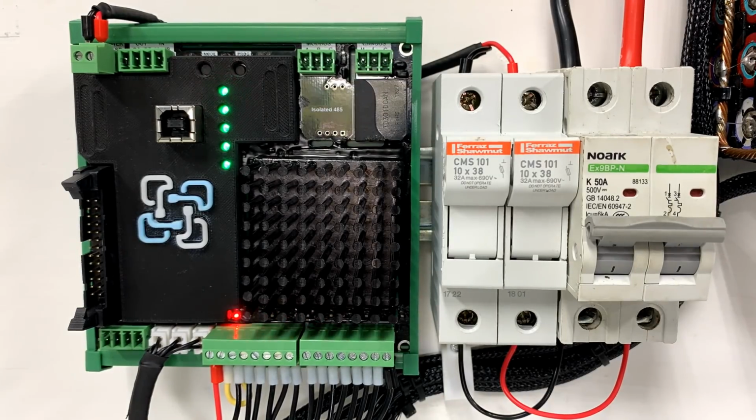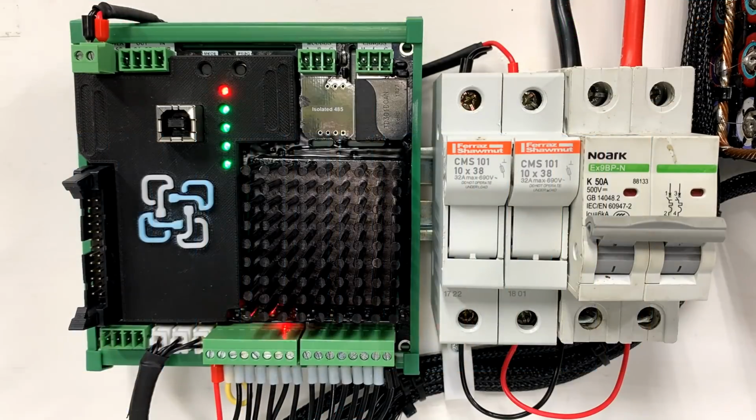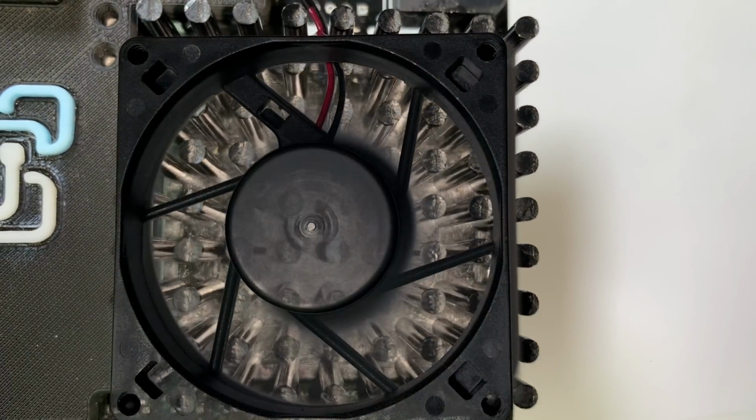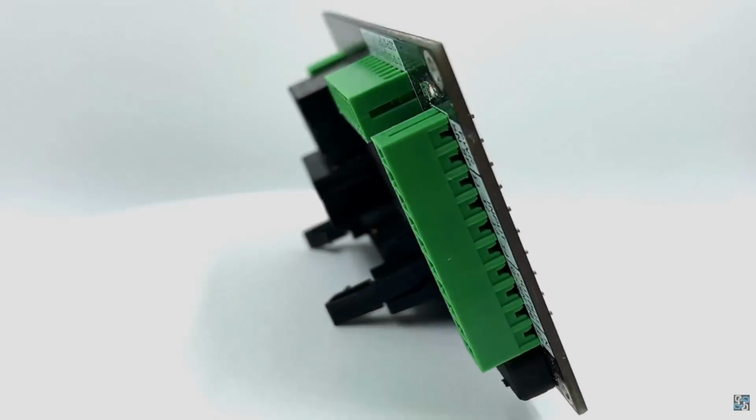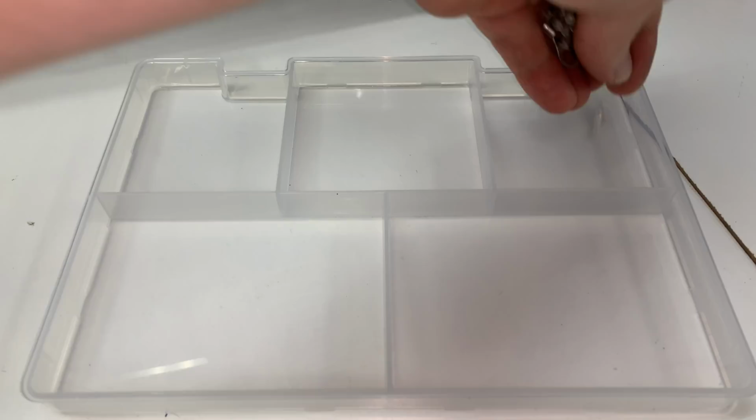The Watchmon Plus can do 500 milliamp balancing per cell, which can achieve 6 amp hours per day per cell, more if you add a fan to the heatsink. On both, you can also adopt the optional expansion board for greater control if needed.